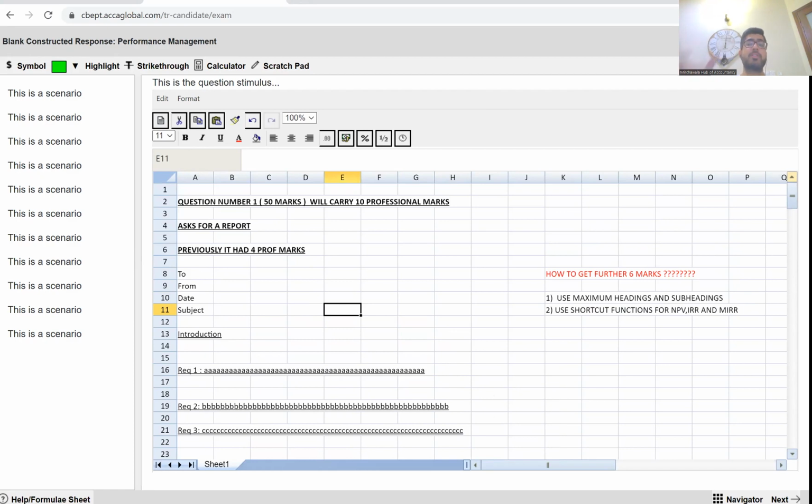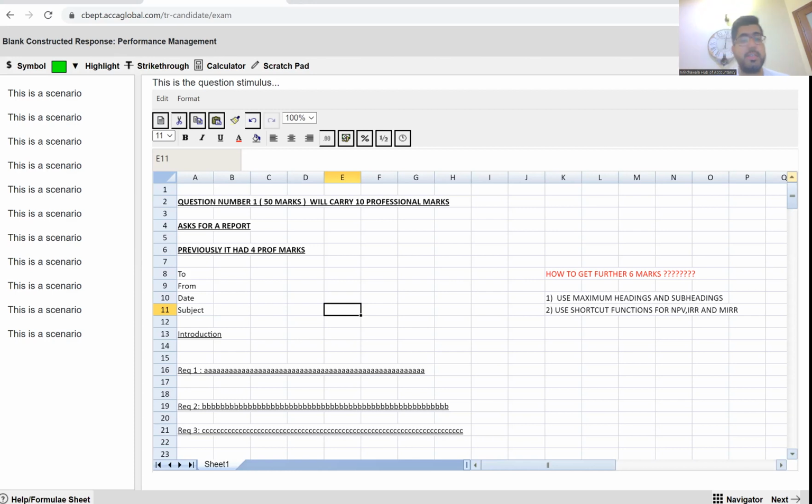Okay, because this will make a huge difference between passing and failing. Now, I am telling you that question number 1, 50 marks, the report, will carry 10 professional marks, and the remaining 10 professional marks will be in Section B. So question number 1, 50 marks, will always ask for a report.